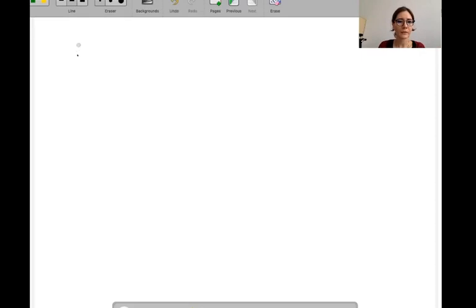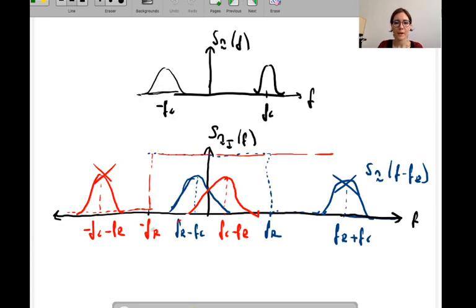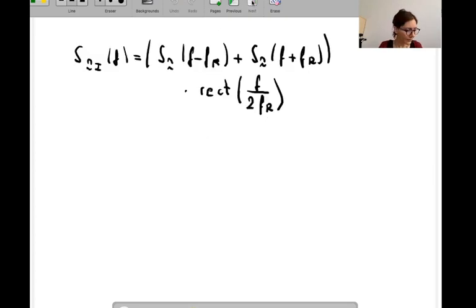So we can write this as follows. S_NI of f is, so let's take everything. I take the spectrum shifted to the right plus shifted to the left, so I sum up the red curves and the blue curves, and I multiply everything with this rect function, rect of f over 2Fr, because I need a bandwidth from minus Fr to Fr, so the width is 2Fr. All right, so this is the expression for S_NI of f.